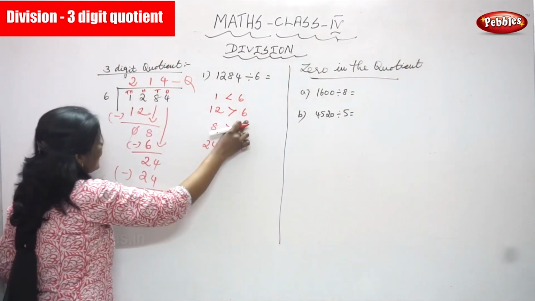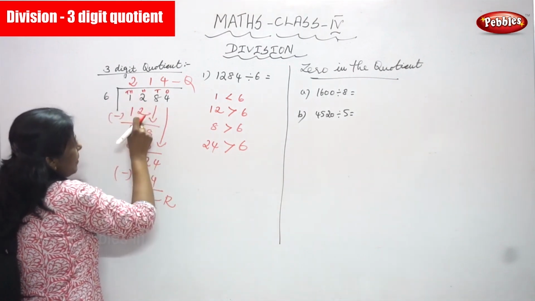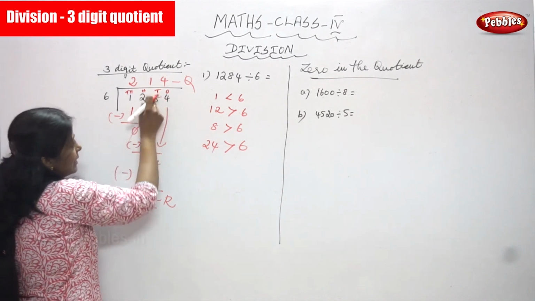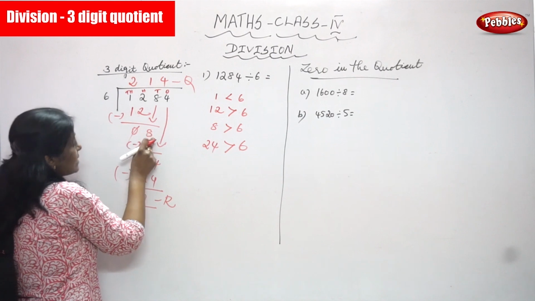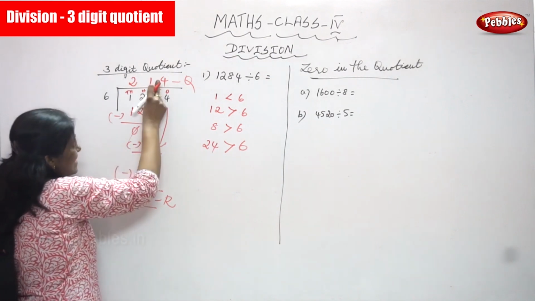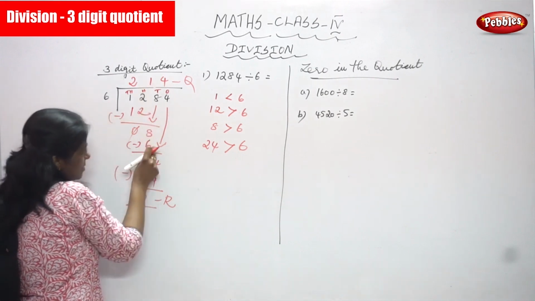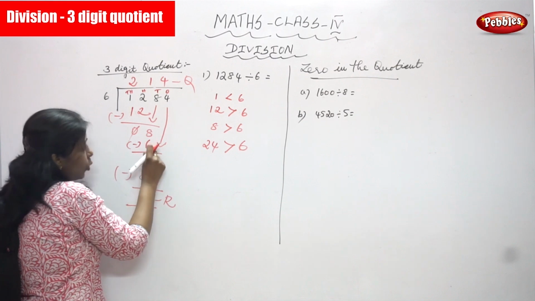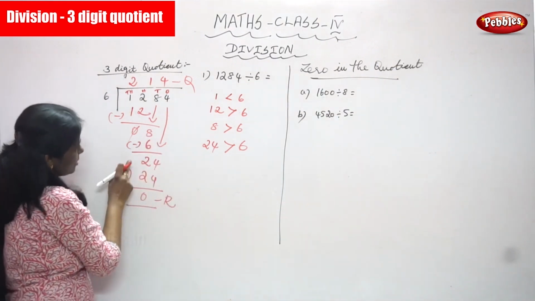12 is greater than 6. In 12, how many times does 6 go? 6 2s are 12. So 12 minus 12, you get 0. Cancel the 0. Then at the tens place, the number is 8. You bring down the 8. In 8, 6 goes 1 time. 1 you write in the quotient place, and 6 you write below the 8. 6 is closest to 8 and also less than 8. So 8 minus 6 you get 2.